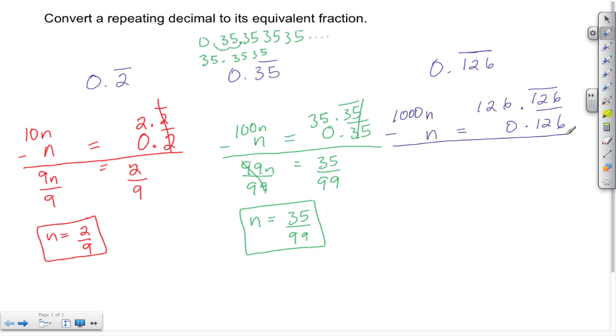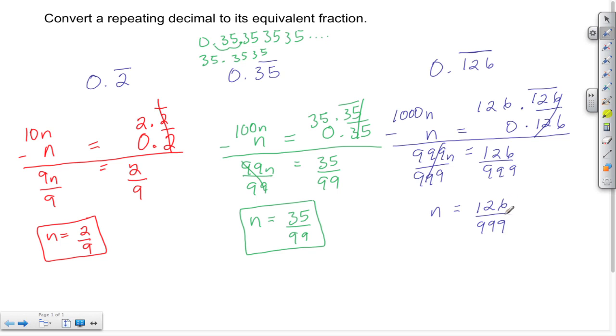I subtract those two values from each other. 1000n minus n gives me 999n. 126.126 repeating minus 0.126 repeating: the repeating parts go away, and I'm left with 126. Then to solve for n, I have to divide everything by 999. Those 999s simplify down to 1, and I have 126 over 999.